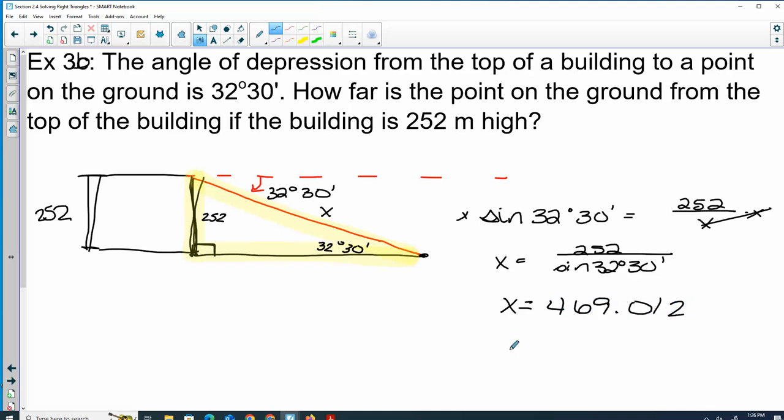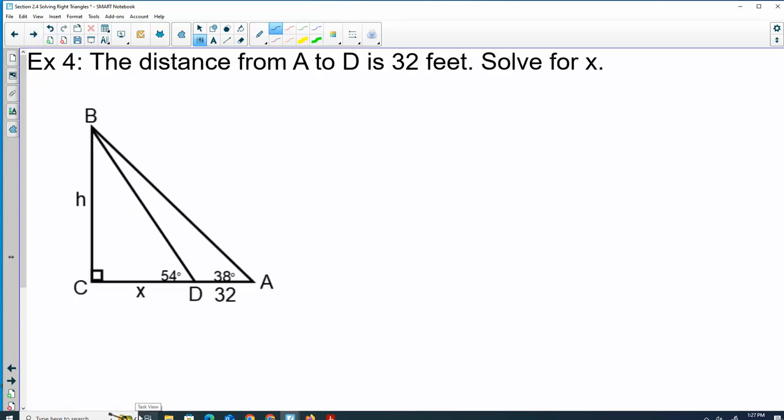How many significant digits were we given in the problem? 3. So if I round this to 3 significant digits, it's 469 meters. Any questions on that one? Do we need another elevation depression example? Then let's do this problem.